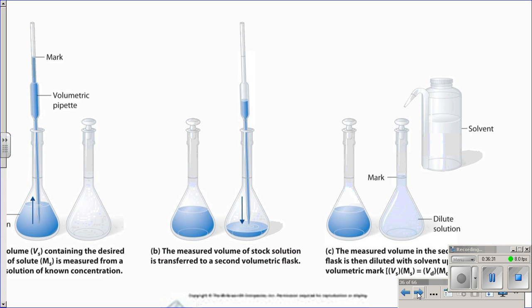So what we just did is we took a stock solution and made it a more diluted solution. Here's what you would be doing. You take 20 milliliters of your stock solution and put it in this empty volumetric flask, as you can see was done here. Then they added water up to the mark, which is exactly 100 milliliters. So that's your diluted solution.